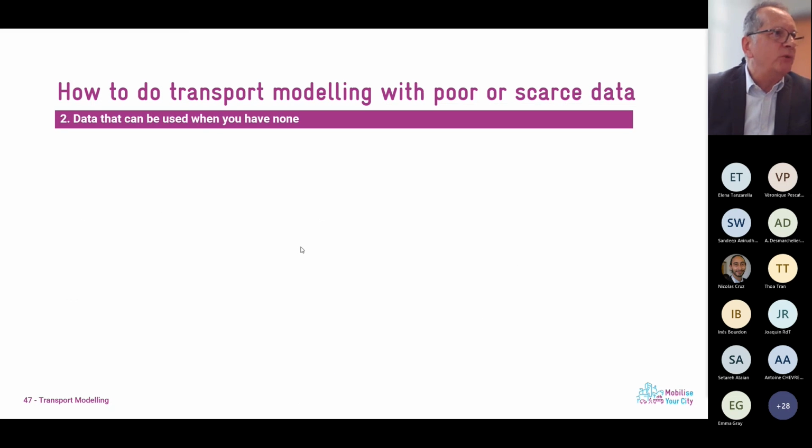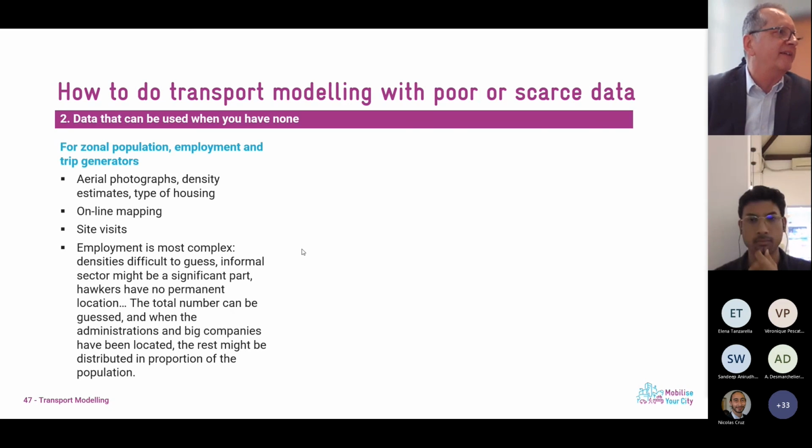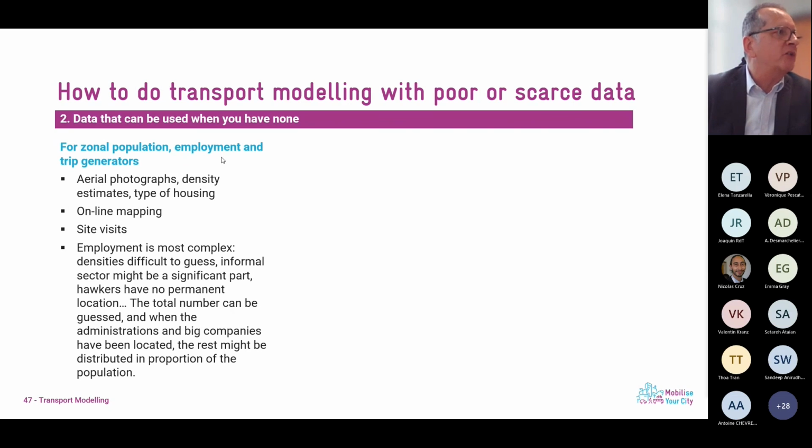Second, data that can be used. Because actually, you always have data. For zonal population, employment and trip generators, you can use aerial photographs, density estimates, type of housing. Those could be tools to estimate population per zone. Online mapping, such as Google or OpenStreetMap, for trip generators and many other data. Site visits, of course.